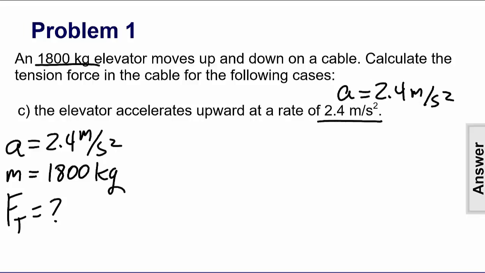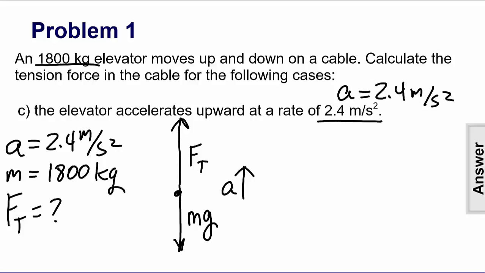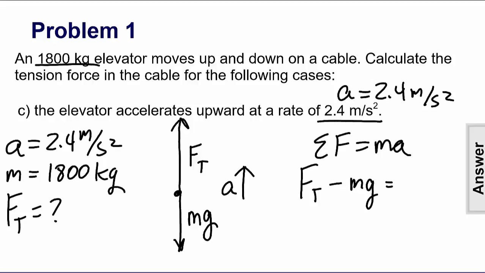Okay, let's apply a free body diagram to this problem. We have weight down, that would be m times g, and we have a tension force upwards, F sub T, and we also should add the direction of the acceleration. It says it's accelerating upward, so let's add that in. Now let's apply Newton's second law. Sigma F equals ma. We know that tension force is up, I will make that positive. We know mg is down, that will be negative. The acceleration is up, so acceleration should be positive as well. So that will be m times positive a, or just ma.